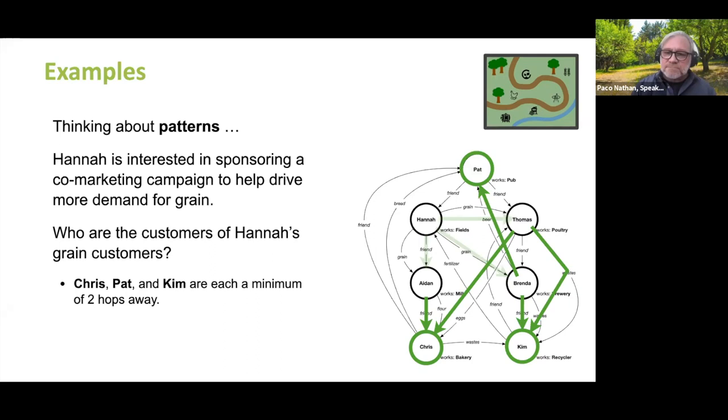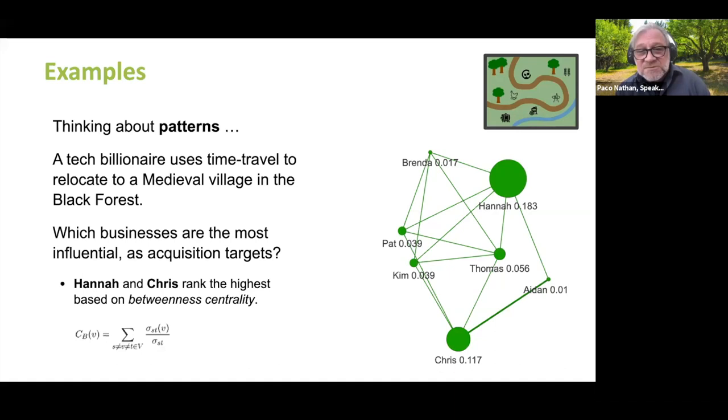And okay, let's imagine that there's a tech billionaire who uses time travel to relocate back to a medieval village in the Black Forest. And this billionaire wants to acquire the most influential businesses. Who are the best acquisition targets? Well, if you were to run a graph algorithm called betweenness centrality based on just this simple data, you can see that Hannah is really clearly one of the most central characters in this whole village in terms of the business flows. Chris is a second one in terms of ranking for centrality. And of course, as we get much larger graphs, this is less obvious just to a casual viewer, but very easy to pull out using graph algorithms.